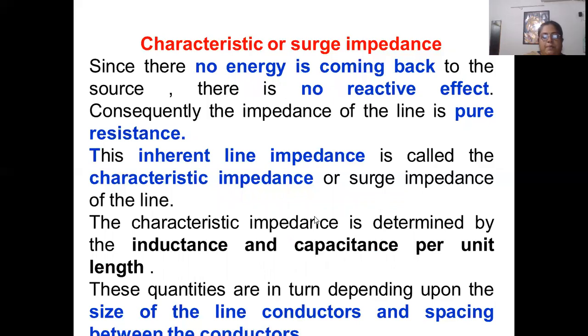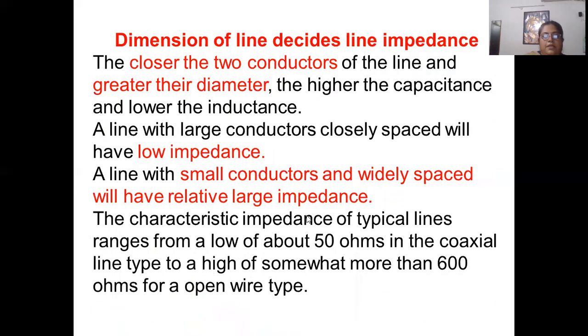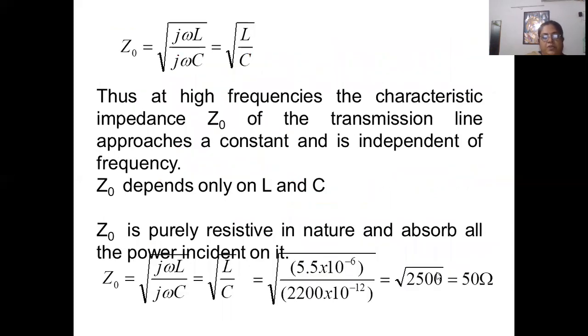The characteristic impedance is determined by the inductance and capacitance per unit length, and these are the dimensions of the line which decide the line impedance. The closer the two conductors of the line, the greater will be the capacitance and lower will be the inductance. A line with large conductors closely spaced will have low impedance, and a line with small conductors widely spaced will have relatively large impedance. The characteristic impedance of a typical line ranges from a low of about 50 ohms to about 600 ohms for an open transmission line.